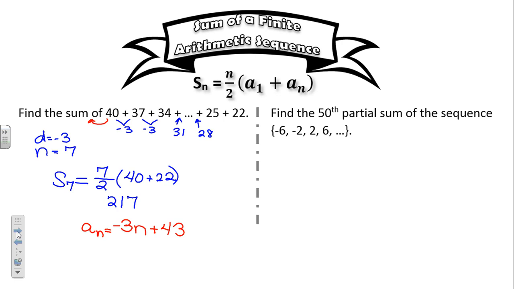Now we don't know for sure what term 22 is, right? Pretend, because we figured it out. But if we didn't know what that term number was, we could say, well, 22 is equal to -3 times some term number, I don't know what it is, plus 43, right? So what would we do to simplify this? Subtract 43 and divide by -3, and guess what we're going to get? 7, because there were 7 terms.